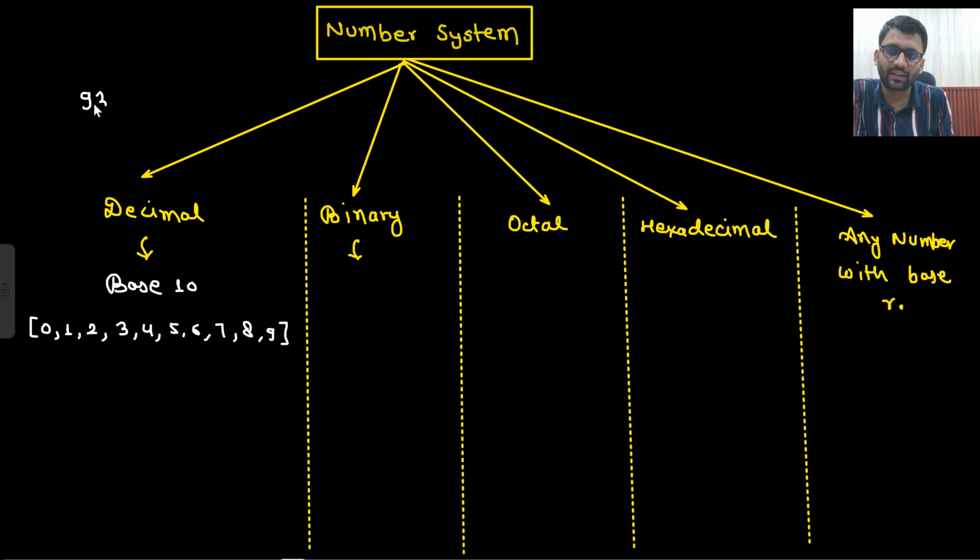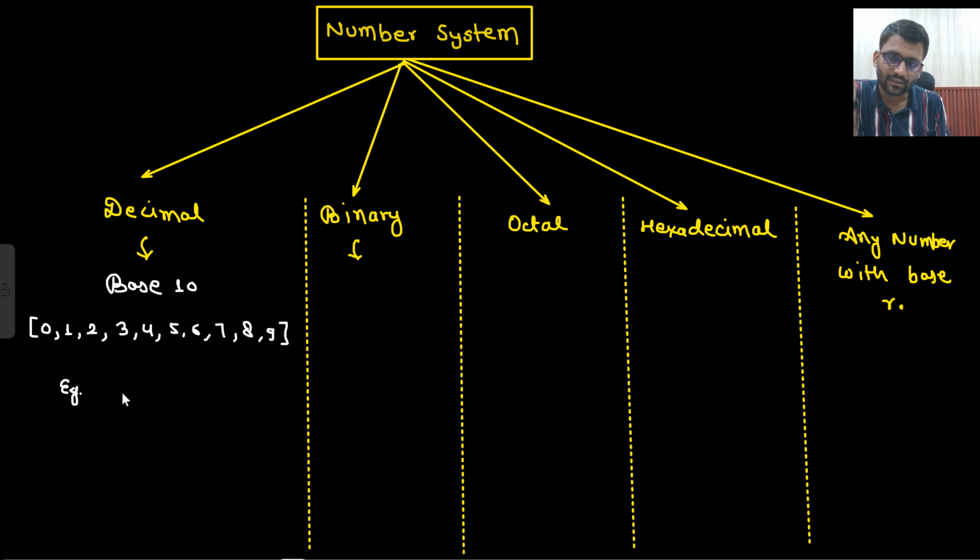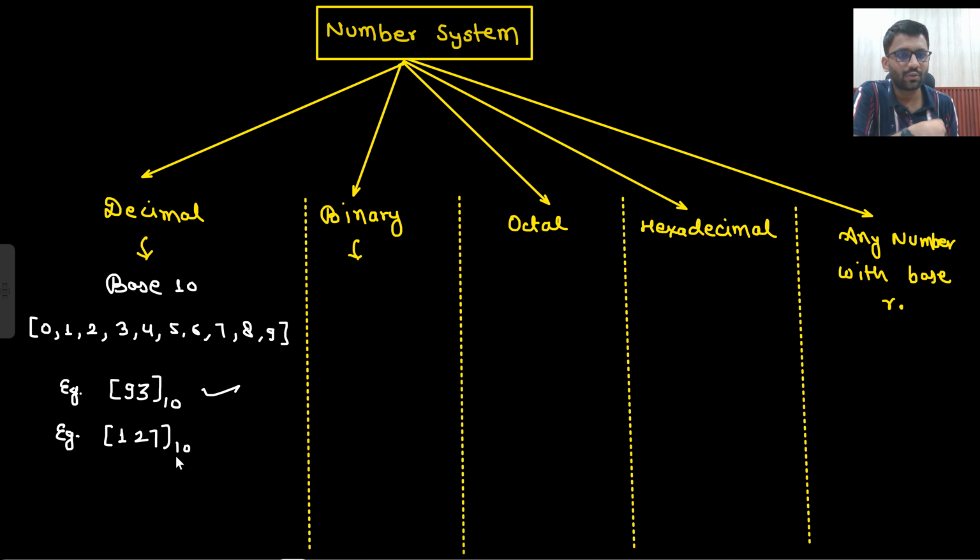Let's say there is some number written, 93. I have made this number using 9 and 3. So two digits I have used, 9 and 3. Right? So the basic example that we already know is 93. Here 9 is there and 3 is there, so this number is acceptable. If I write another example, 127, this number is also acceptable because digit 1 is used, digit 2 is used and digit 7 is used.